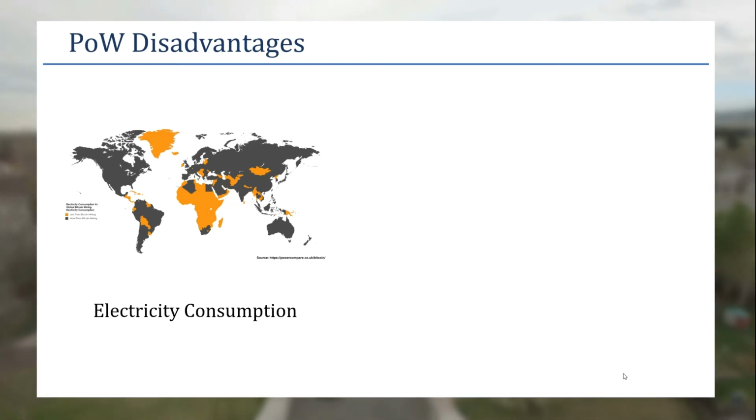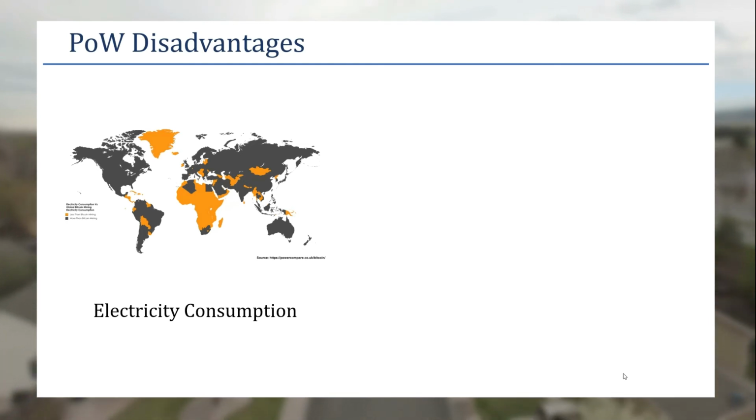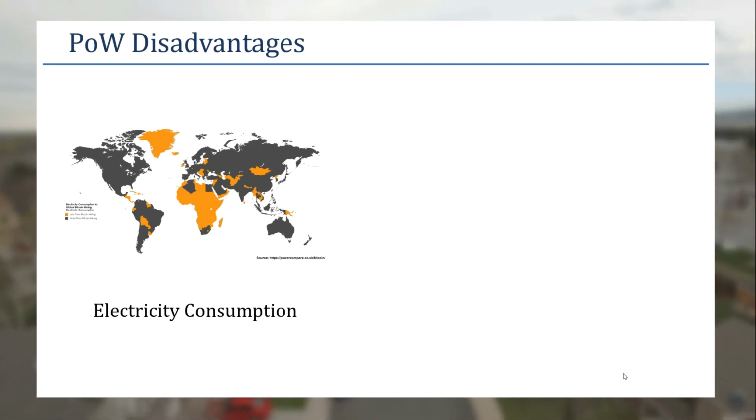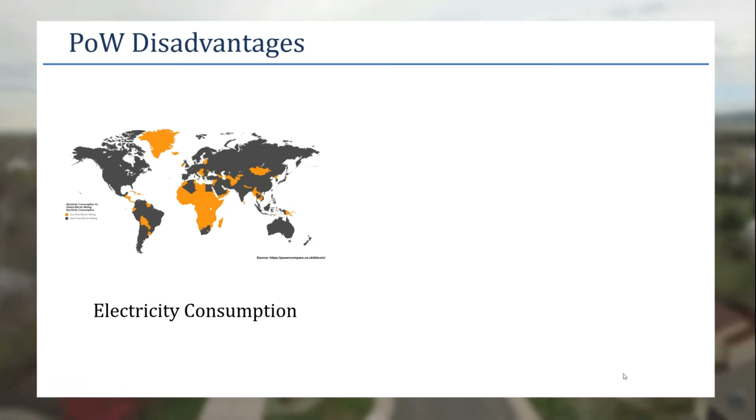So the proof of work algorithm is used by Ethereum and a couple of other famous blockchains as well. This map is only showing Bitcoin mining, and the countries marked in orange or yellow are consuming less electricity than the electricity used for Bitcoin mining.